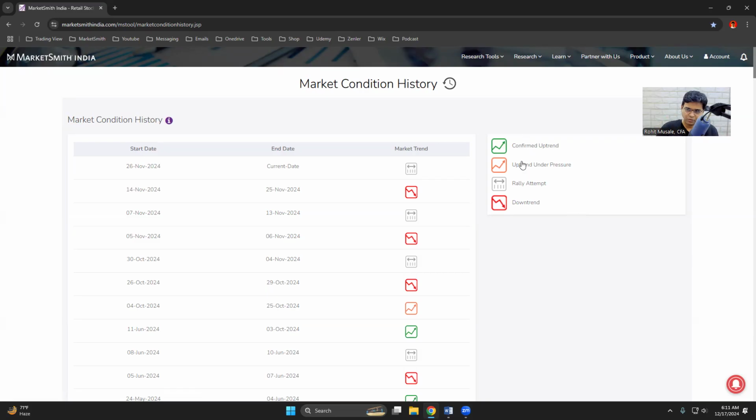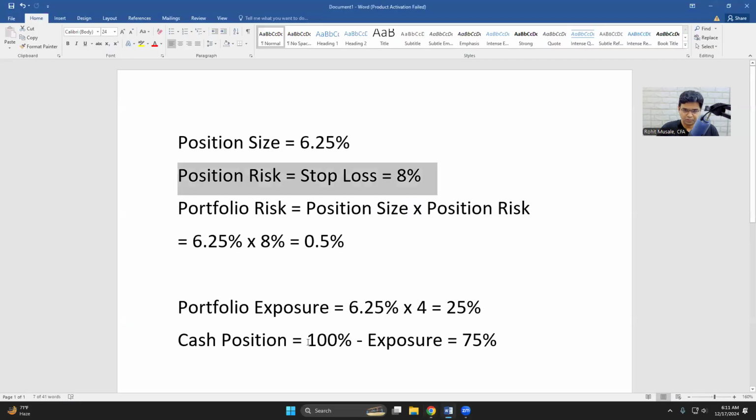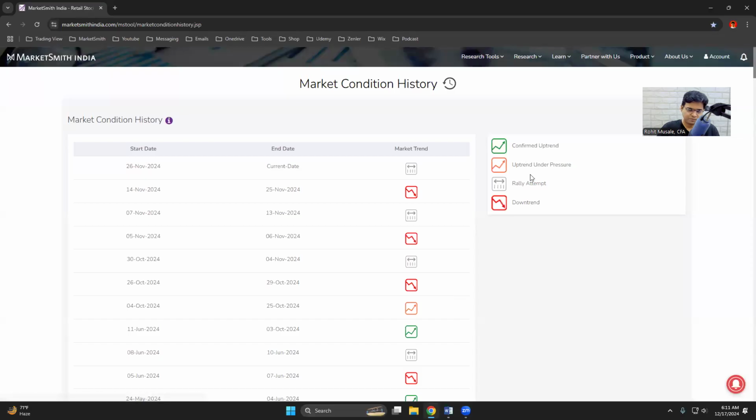So in both of these situations, your exposure could be higher than your cash position. So basically, because of this formula, okay, your exposure decides your cash position, and your cash position decides your exposure. So your exposure should be higher than your cash position, means more than 50% of your portfolio should be invested in the market, because the market is healthy, right? The market is going to give you opportunities, and you have to seize those opportunities in the market.